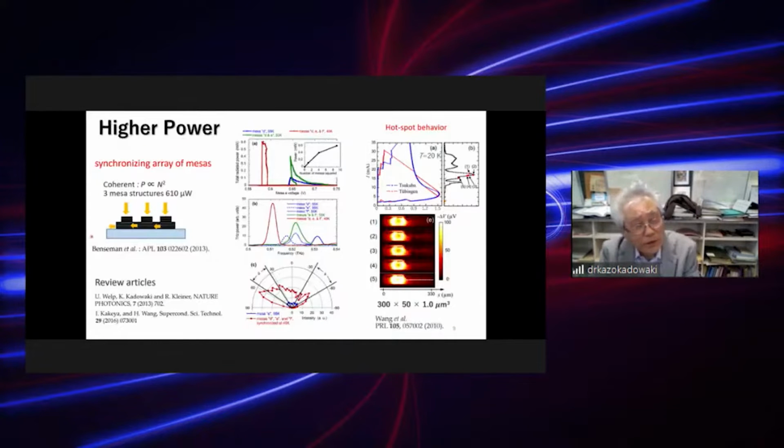Of course, we set many of them like this, but we have problems because we send large currents, so the device gets heated. So far we could run 3 methods like that and could get about 600 microwatt by this reference, but not higher than that because of the heating effect.